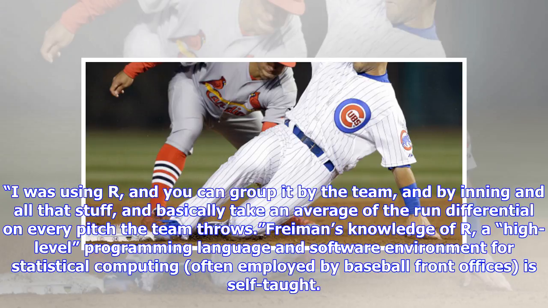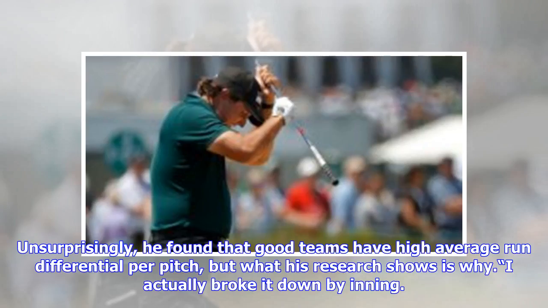Fryman's knowledge of R, a high-level programming language and software environment for statistical computing, often employed by baseball front offices, is self-taught. Unsurprisingly, he found that good teams have high average run differential per pitch, but what his research shows is why. "I actually broke it down by inning."